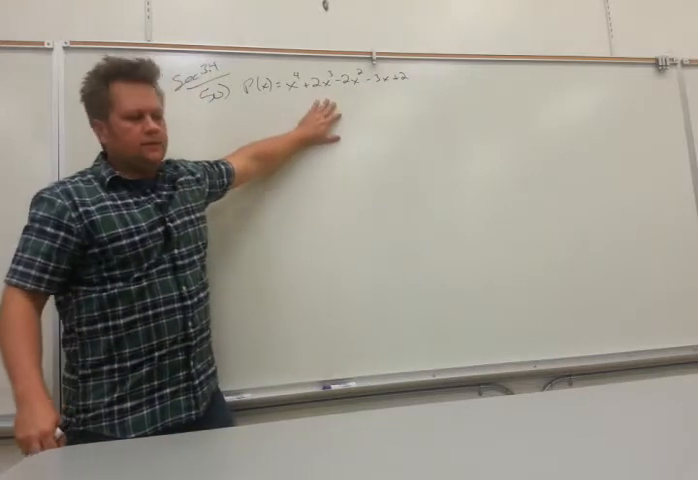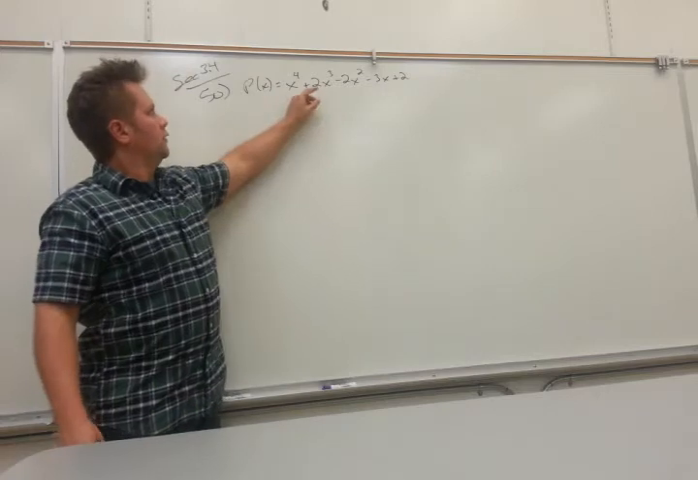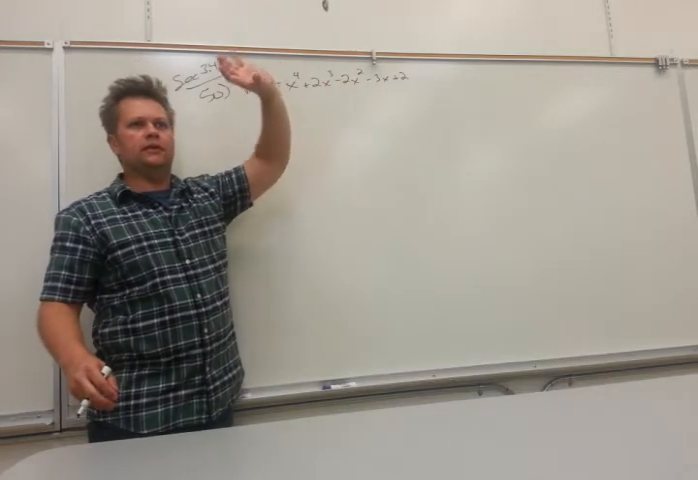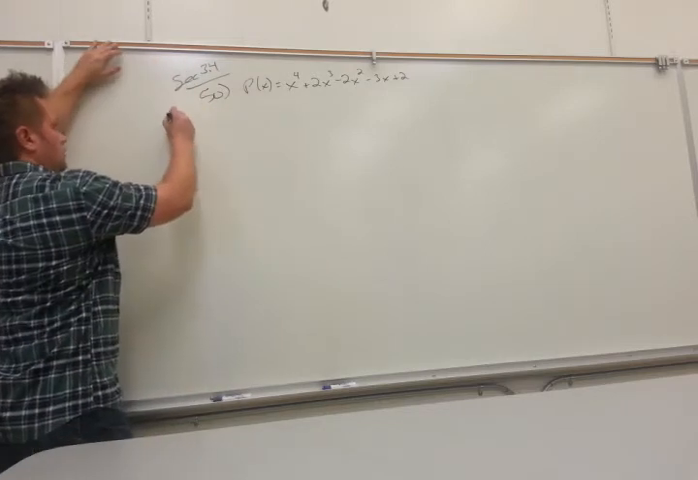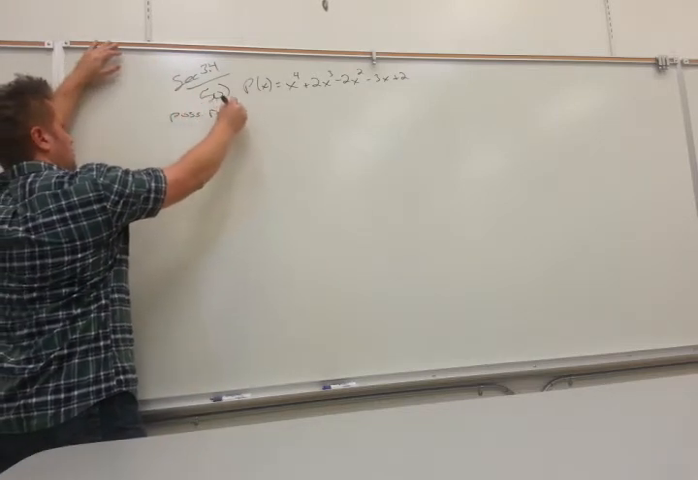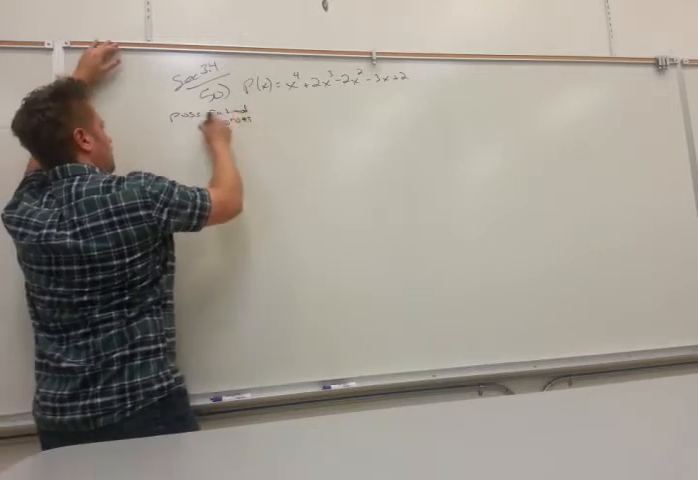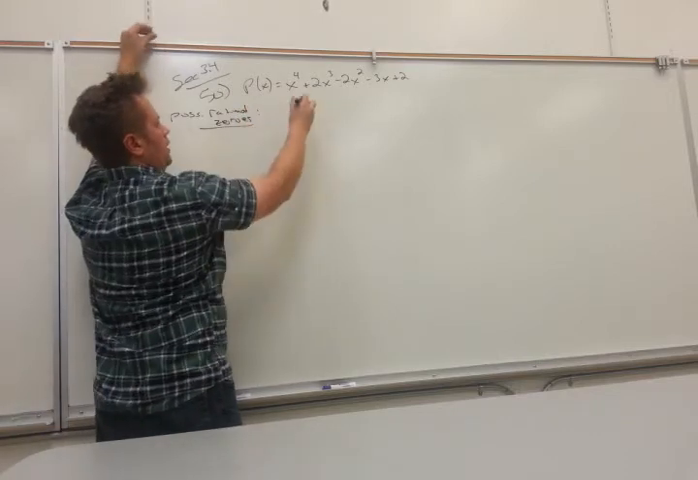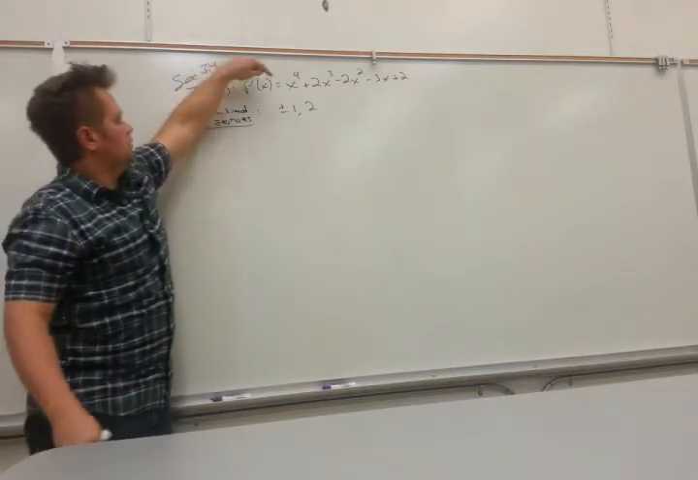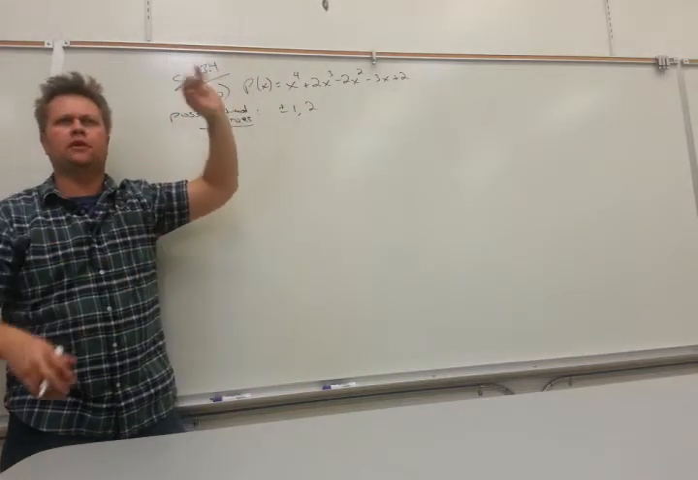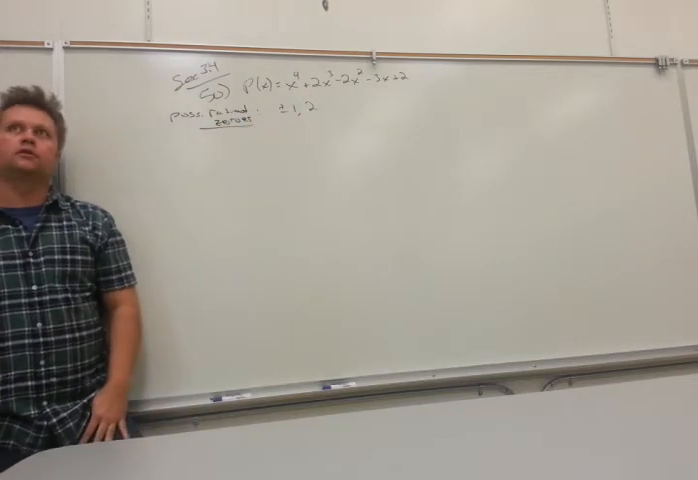One really nice thing about this, and the instructions say find the real zeros, use the quadratic formula if you need to. One really nice thing about this is what's the list of possible rational zeros? Plus or minus 1 and 2. Right, that's cool because this is a 1, so it's not going to bring any fractions in when you make the ratio. And 2's only got those. You only have 4 possible rational zeros.